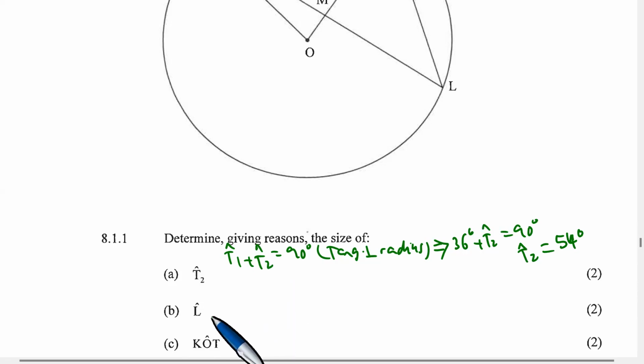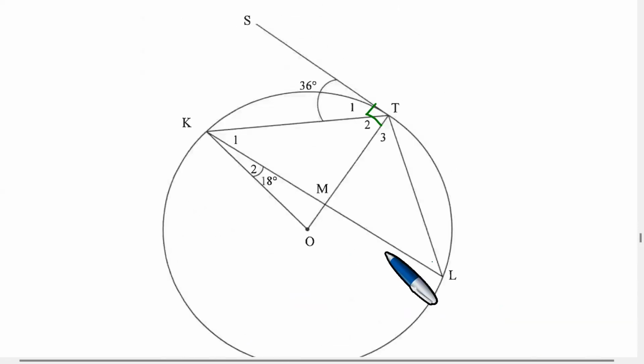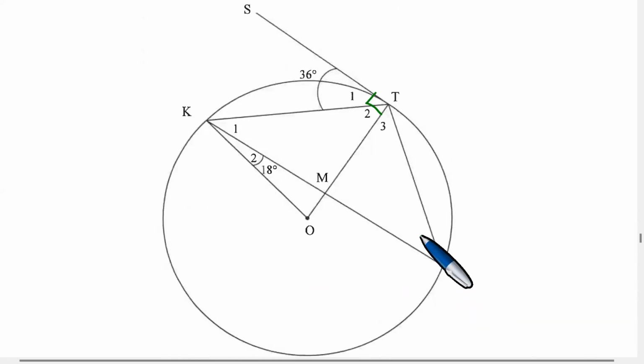Then you have the angle L. So we have that T2 is 54 degrees. What is angle L? This one. Anyone? What is angle L?